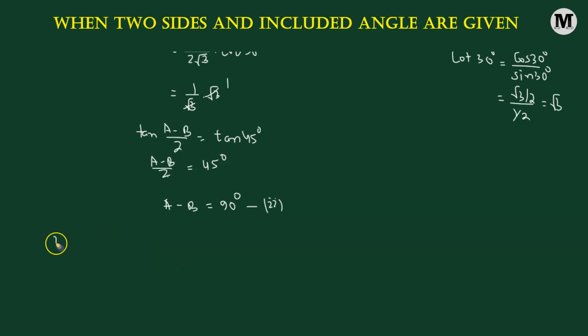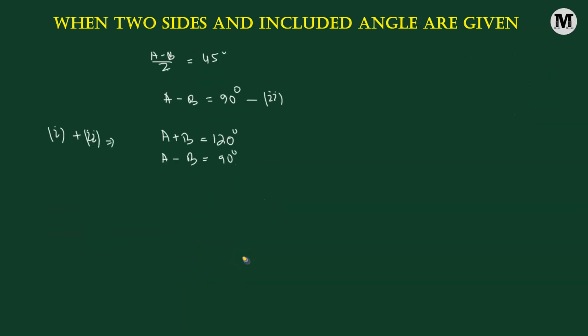Now what we'll do is add equation 1 to equation number 2. We have A plus B equals 120 degrees, and to it we add A minus B equals 90 degrees. So we have 2 times A, that's 120 plus 90, which is 210 degrees. So A is going to be equal to 105 degrees.